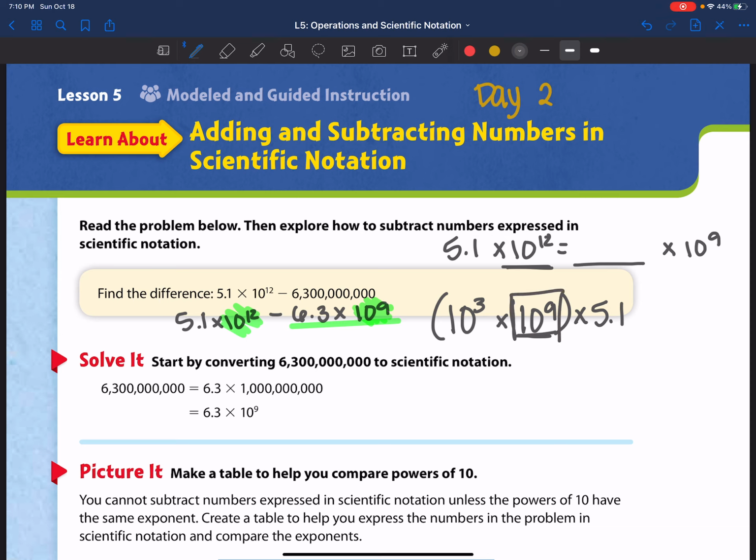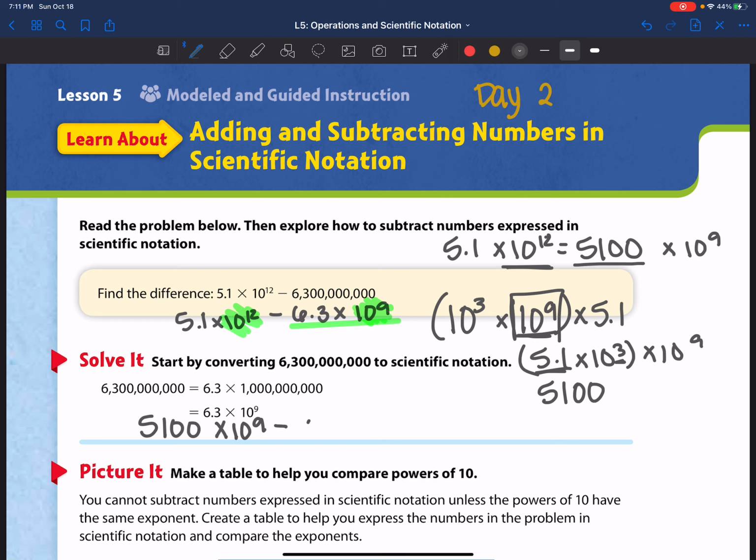Now all I need to do is regroup. So I need to do 5.1 times 10 to the third power, and that's going to be multiplied by 10 to the ninth power. When I see my 10 to the third power, that means I need to move my decimal place 3 places to the right for my coefficient. So it's 5100. And that is my new coefficient. So now I have 5100 times 10 to the ninth minus 6.3 times 10 to the ninth.